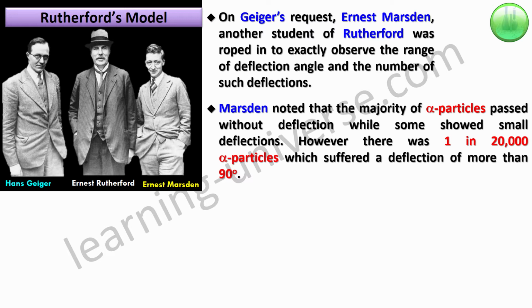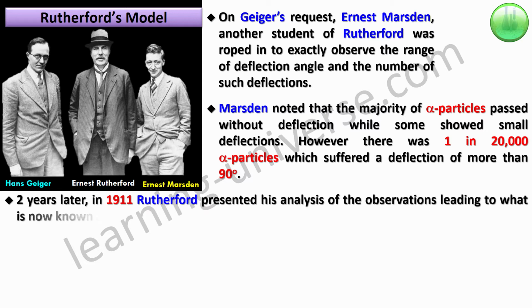Now, the entire thing was happening in 1909, and two years later in 1911, it took Rutherford two years to analyze all the experimental data, and he then presented his analysis of the observations, leading to what is now known as Rutherford's atomic model. Now let's understand the Geiger-Marsden experiment based on which all these conclusions were drawn, and then we'll have a look at what these conclusions were. The Geiger-Marsden experiment looks something like this.